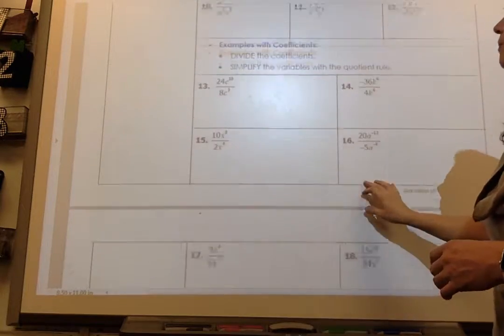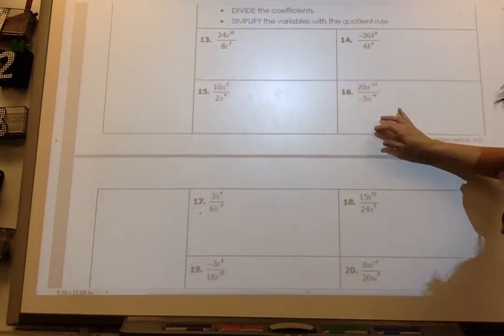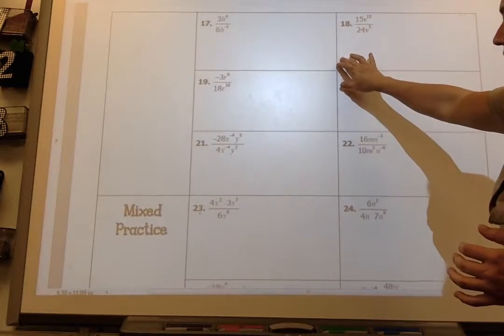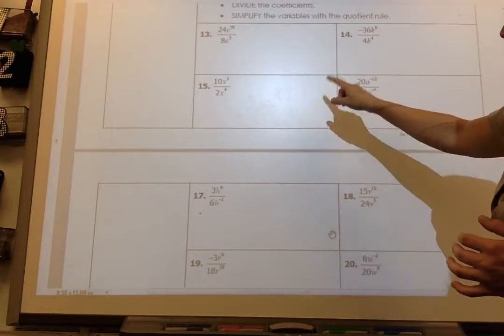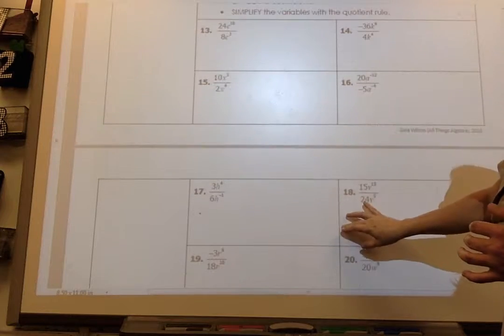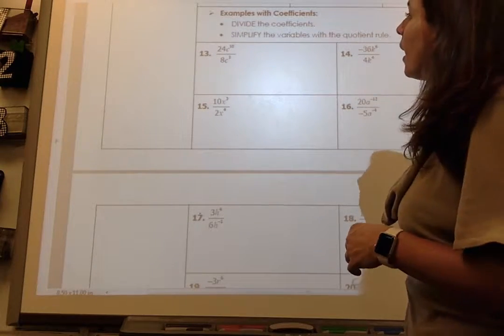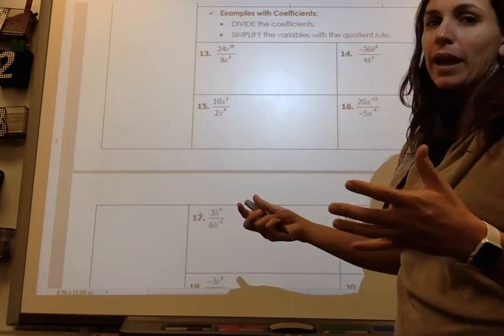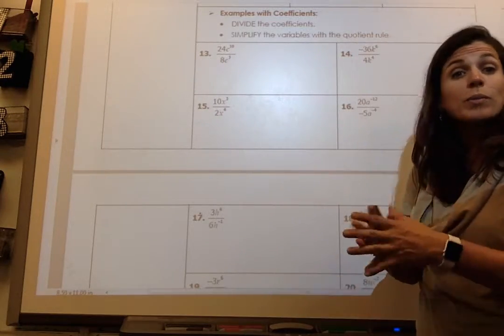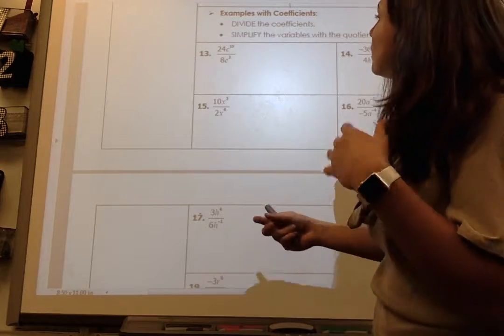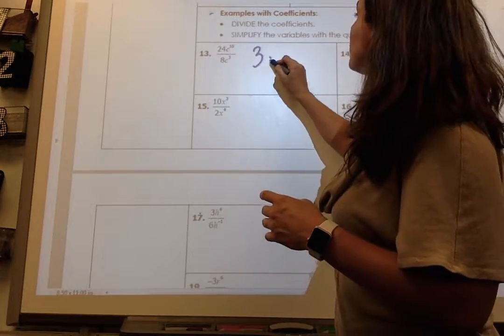All right. So I'm going to do the odd ones with you. Number 13, 15, 17, 19, and 21. And then I want you to go back and do the evens to make sure that you're understanding that. So here I'm going to do 24 divided by 8. Remember, my numbers, they do what they're told. We've been dividing numbers all along. And so here I get 3c to the 7th.